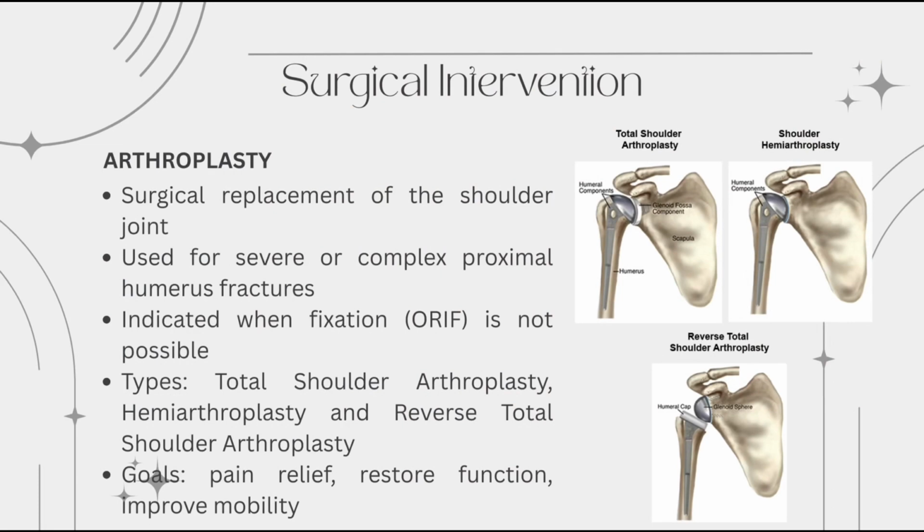The next surgical intervention is arthroplasty. Arthroplasty is a surgical replacement of the shoulder joint. It is used for severe or complex proximal humerus fracture. There are 3 types of arthroplasty: total shoulder arthroplasty, hemiarthroplasty, and reverse total shoulder arthroplasty.